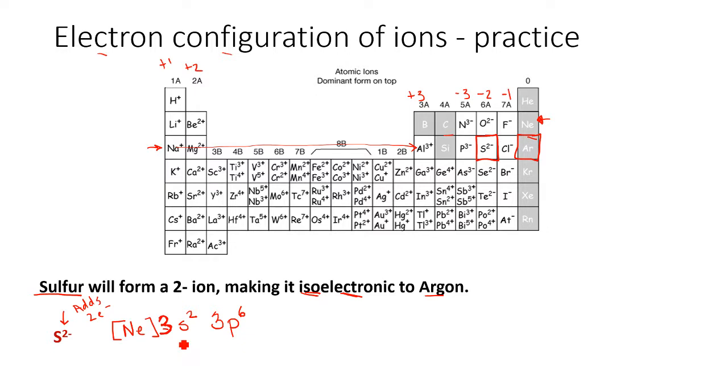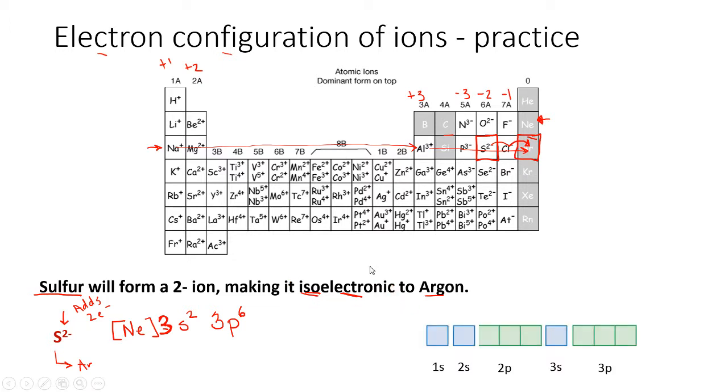The electron configuration for sulfur 2- is equal to the electron configuration for argon. So that's why I had to list all of the electrons all the way to argon, because it picked up 1, 2 extra electrons to become isoelectronic to argon. Let's see if we can practice another one.